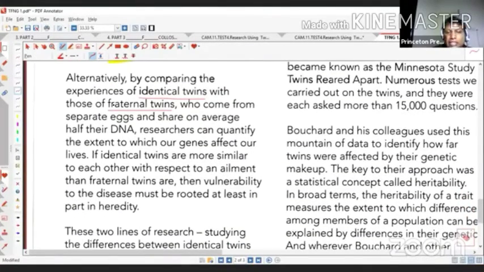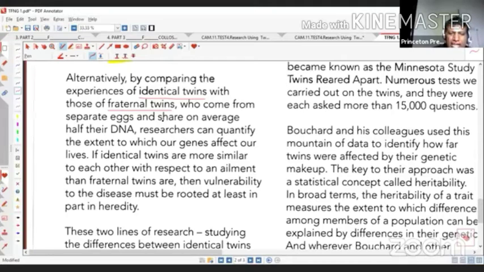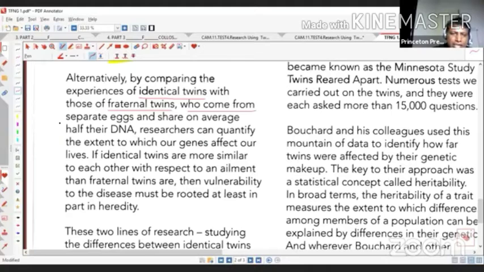Okay, they are coming from the father's side, probably, no? Somehow. Yes, sir, it's written here: who come from separate eggs and, on average, share half their DNA. So we are talking about identical twins. They share full DNA. Researchers can quantify the extent to which our genes affect our lives.